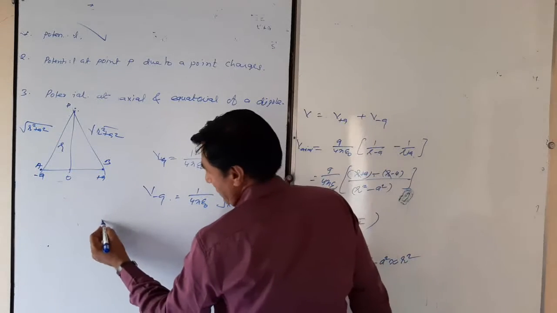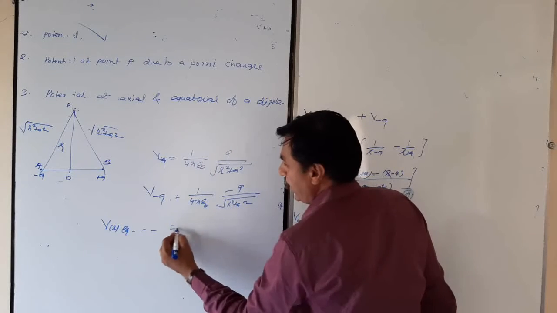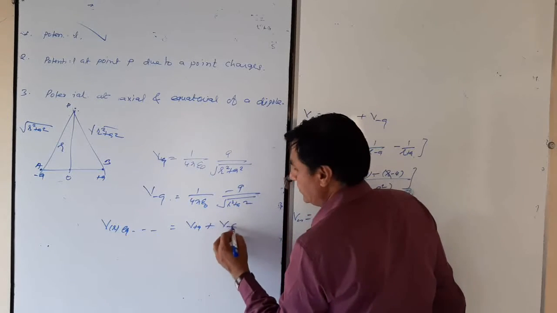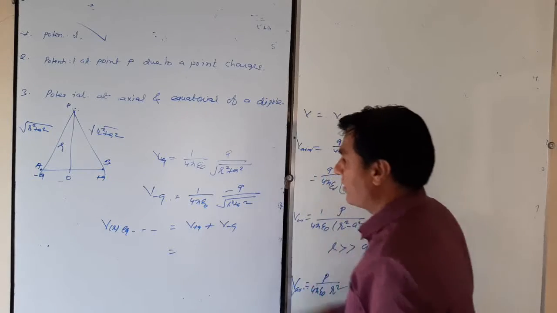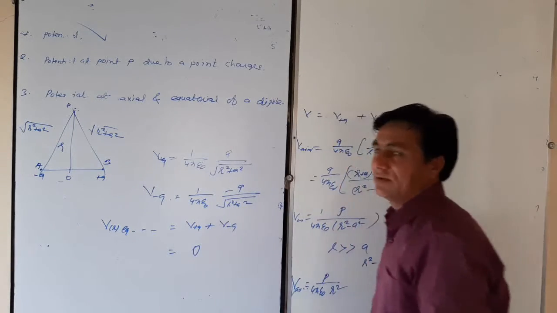Due to the dipole, V at the equatorial position, what will happen? V due to plus Q plus V due to minus Q. Both are equal in amount, but there is a negative sign, so you will get 0.